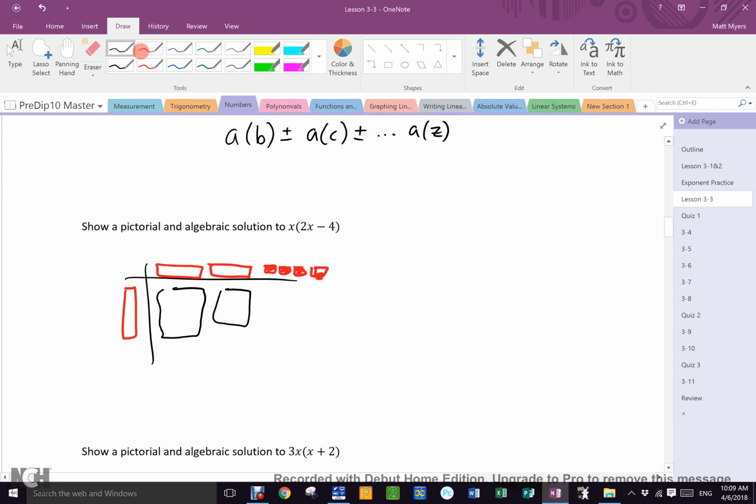And then I had an x, but what wins? Negative. And I got 4 of them. So I have my product, 2x squared minus 4x. That's the picture. Good luck.